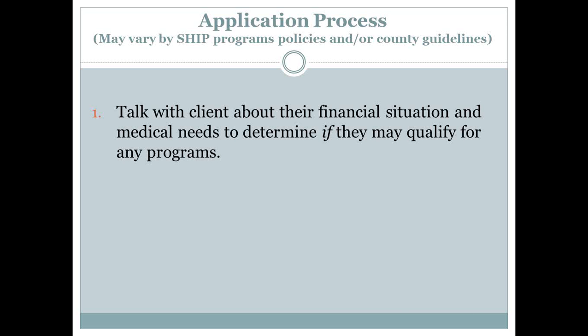Now we're going to talk a little bit about the application process. So you want to talk to your client about their financial situation and what their medical needs are to determine if they may be qualified for the programs. A lot of times you'll meet with a client and they're having a hard time paying their Part B premium, or they're having a hard time paying for some co-pays on a Medicare Advantage plan, those kinds of things. So those are the people that you would want to ask whether or not they qualify based on income. So you would check their income, you may check their need for medical assistance, that kind of thing.